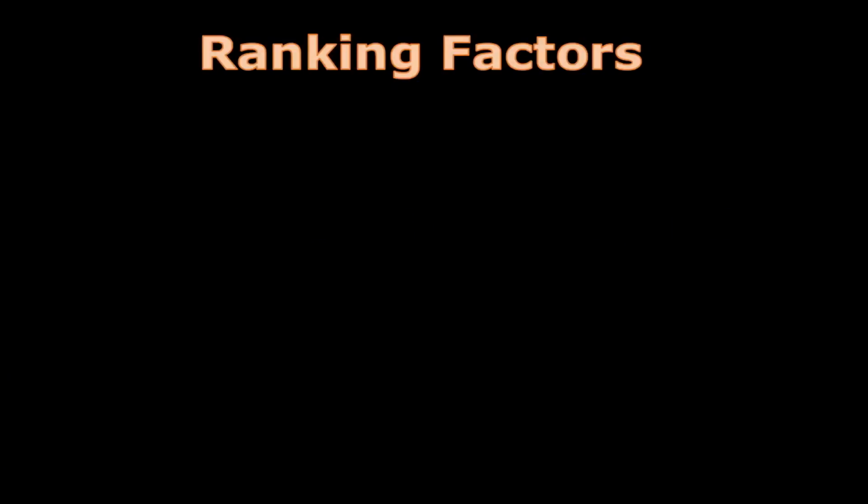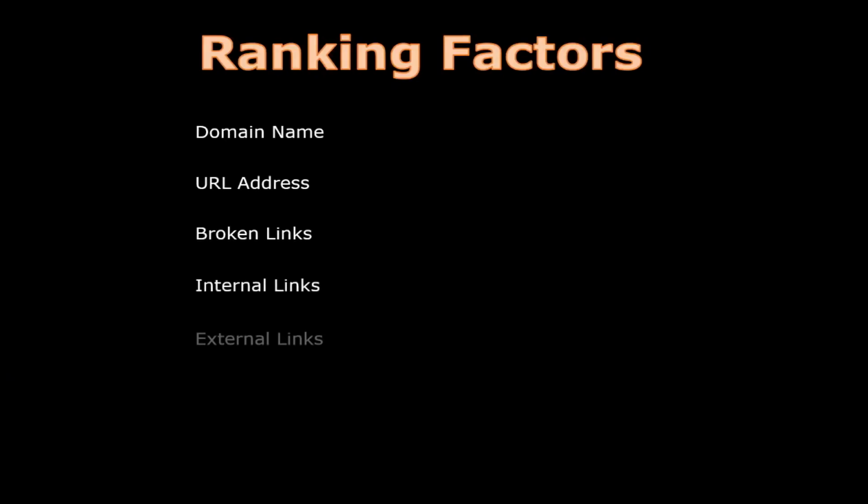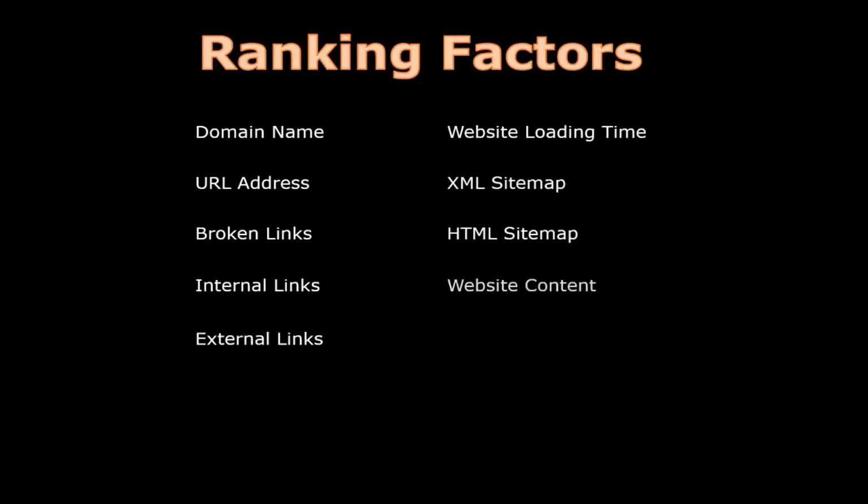Before we start doing any SEO, we need to understand what exactly makes a website rank high in search results. There are several ranking factors that contribute to SEO. These include the domain name, the URL address, broken links, internal links, external links, website loading time, XML Sitemap, HTML Sitemap, and the web content. Let's take a look at these in more detail.